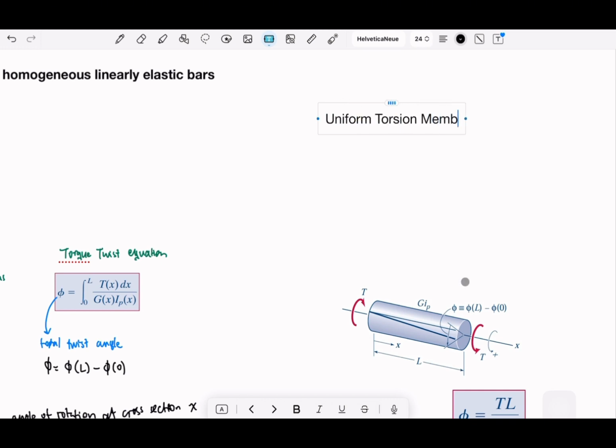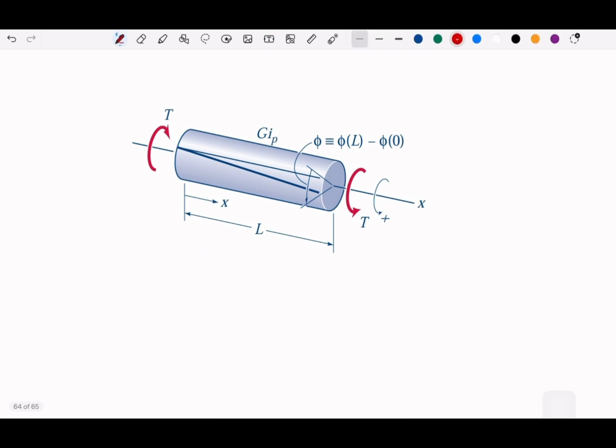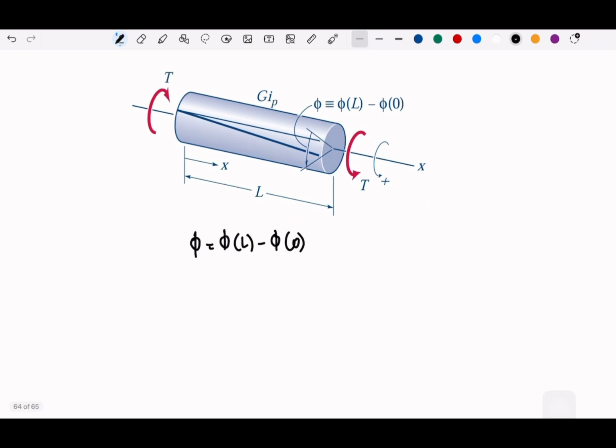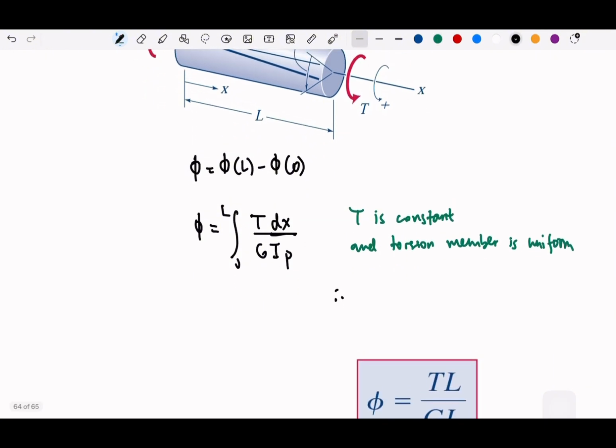But in the uniform case, if we take a look here, we have a uniform torsion member, which is described as this. We can start from taking the total angle, and then the twist angle is equal, okay, and then T is constant, and the torsion member is uniform, as you can see from the picture. Then we can have this.